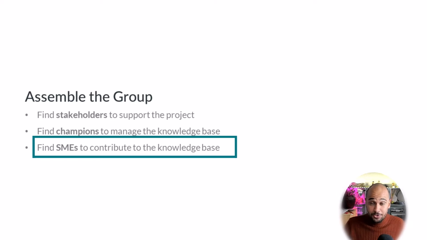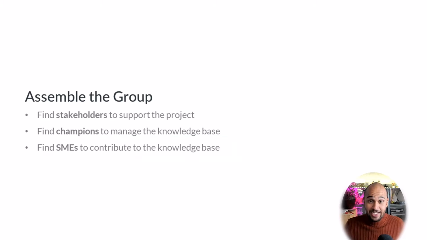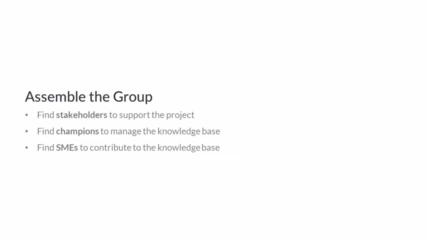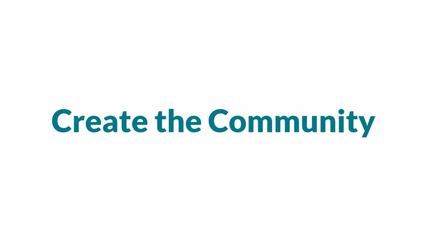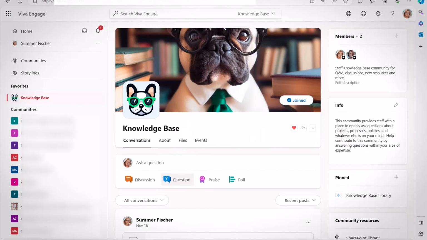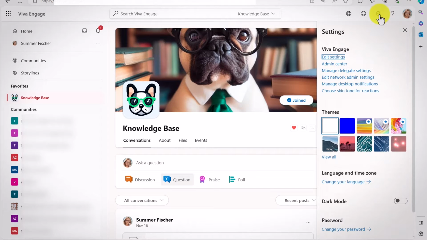Now that you have your stakeholders, champions, and subject matter experts, now we can talk about creating the community and the Microsoft 365 group. Now, as an IT admin, the first thing to do is to go into Viva Engage and then go into the administrator settings.